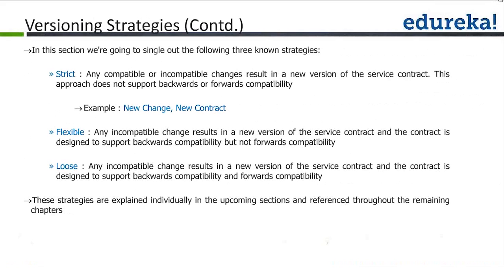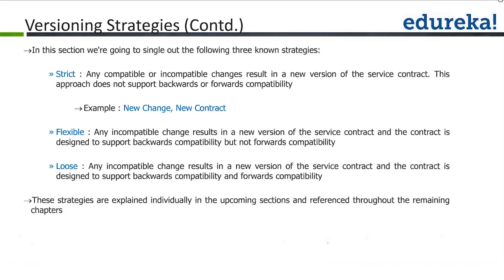What is strict? Just understand in one word, just focus on the example: new change, new contract. It will not be backward compatible, it will not be forward compatible, it is just strict. Now I want any one of you to give me one example of strict versioning strategy so that we can move forward with the flexible.